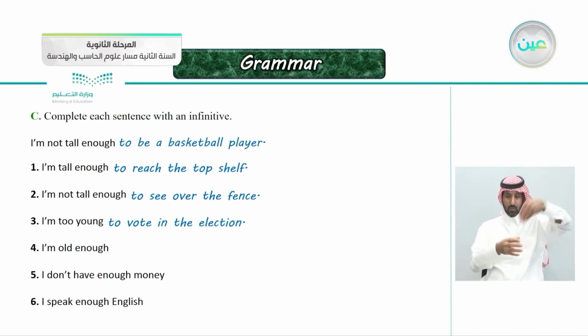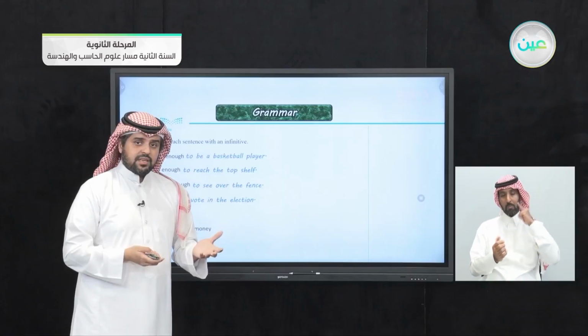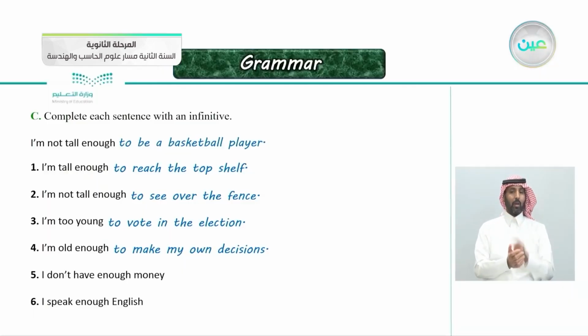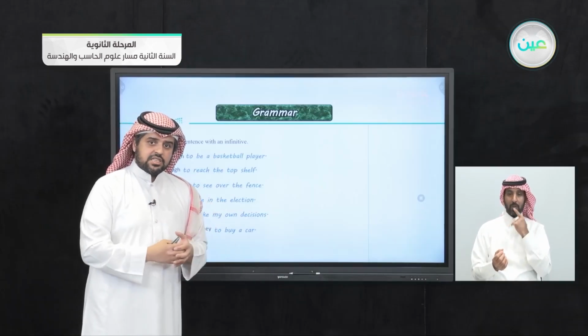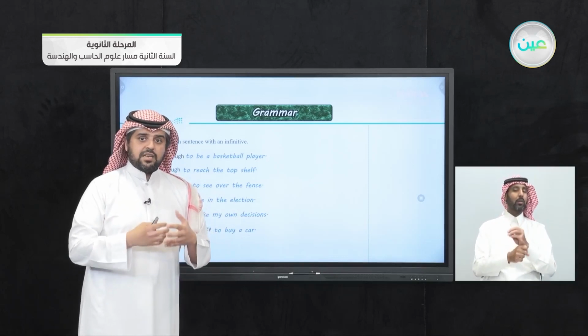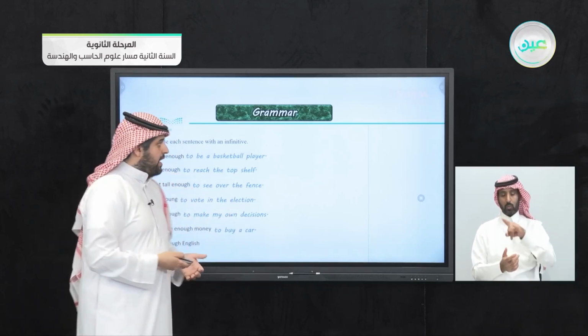Number 4, I'm old enough to do something. Like, for example, here, I'm old enough to make my own decisions. Number 5, I don't have enough money to buy something, to buy a car. Number 6, I can speak enough English. For example, I can speak enough English to become an English teacher. Or maybe you can say, I can speak enough English to travel abroad, and so on.